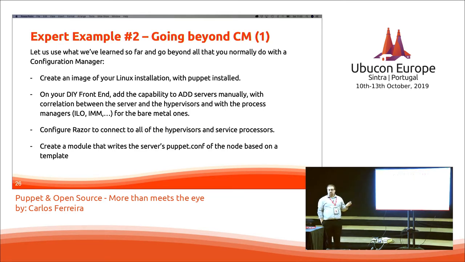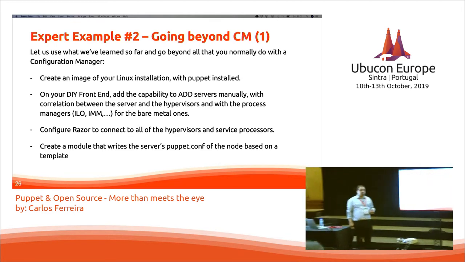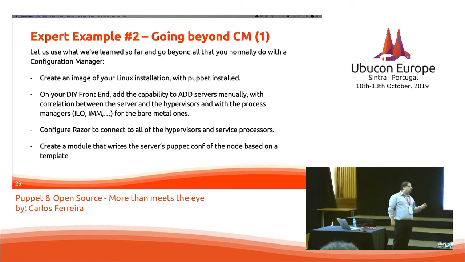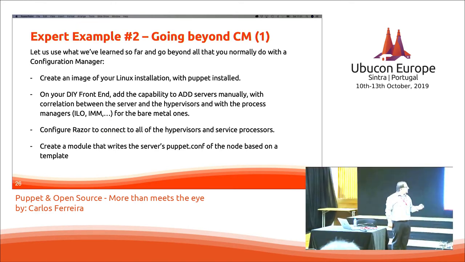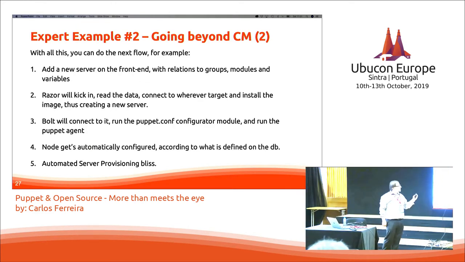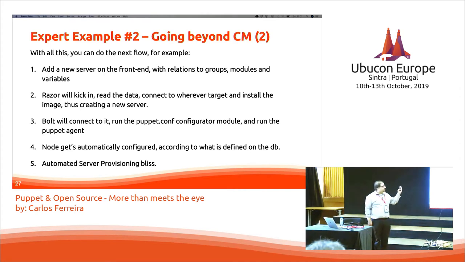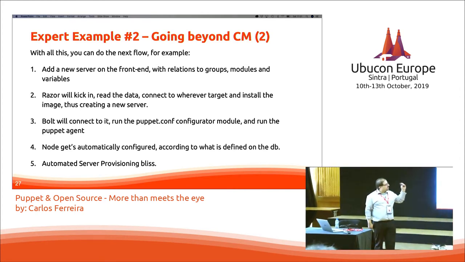Create a model that writes the puppet.conf of the node based on a template, meaning the puppet.conf itself can be rewritten, so the configuration of the agent can be rewritten by the agent if you use a template, never a file. All of this, everything that I told you, you can go into the next flow.